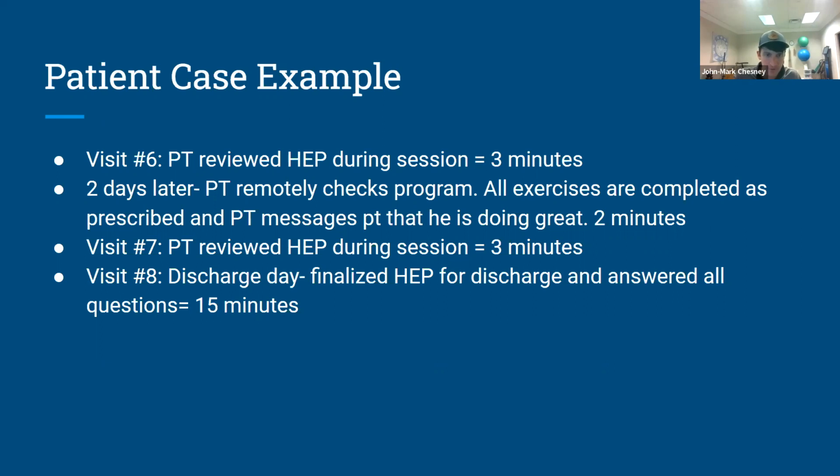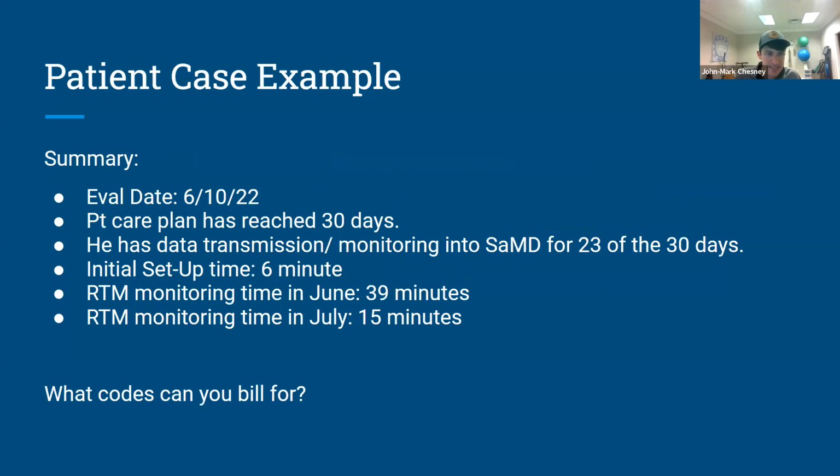So we got a full plan of care here. We got a summary for you guys. The eval date was on June 10th. The patient plan of care reached 30 days. There was data transmission and monitoring for the software for 23 of the 30 days. The initial setup time was 6 minutes. In June, we accumulated 39 minutes of monitoring, and in July, there were 15 minutes of monitoring.